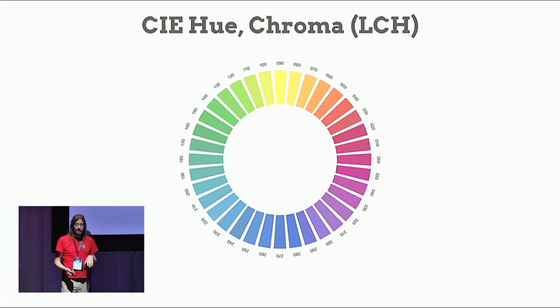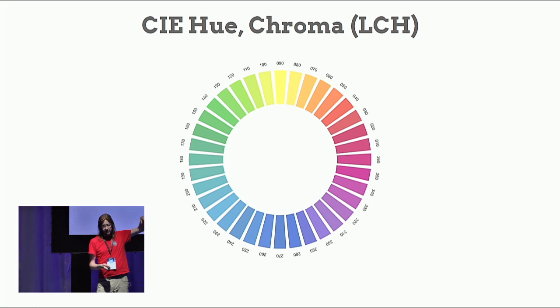LCH, then it actually corresponds to how light it looks. The yellow will have a lightness of about 70, and the blue will have a lightness of like 30 or 20 or something. In other words, it corresponds to what we see, it corresponds to what we can measure.